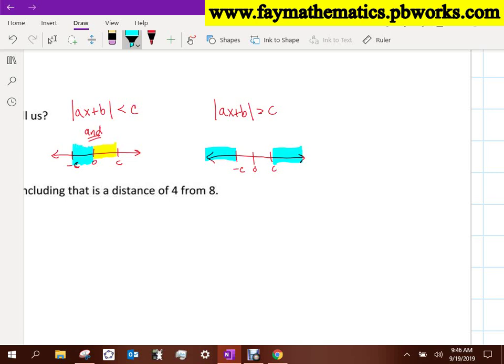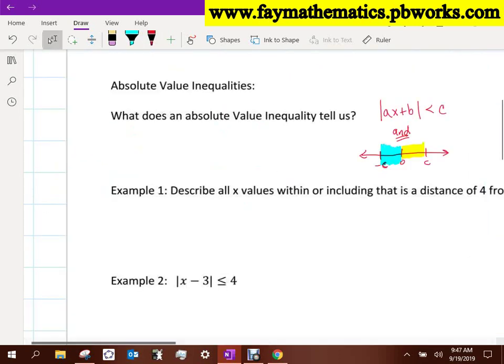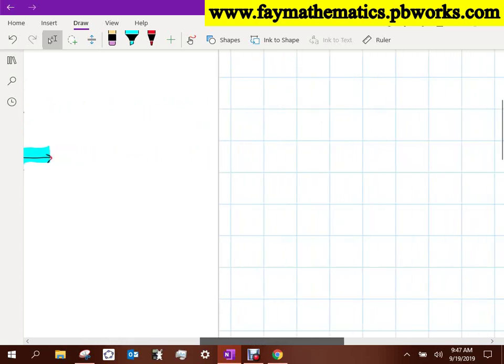Okay, so how would I talk about those solutions? I would say my solutions are more to the right of C, and then they are left of C, or left of negative C, right? So I'd say my solutions are to the right of C or to the left of negative C. Does that make sense to everybody? Okay, so this is an or statement. Okay, now we'll come over to the side here, and we're actually going to write down our if-then statement.